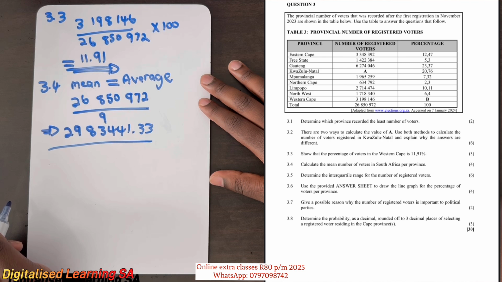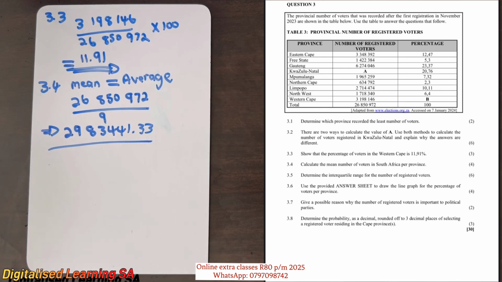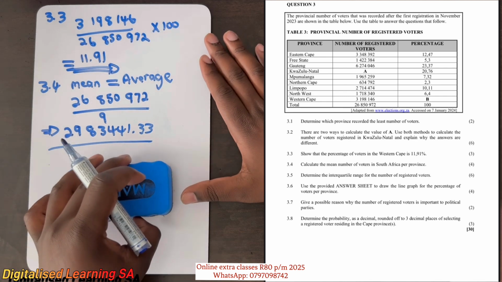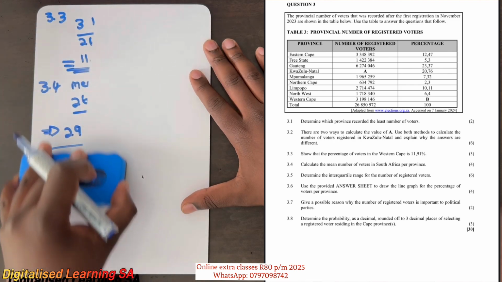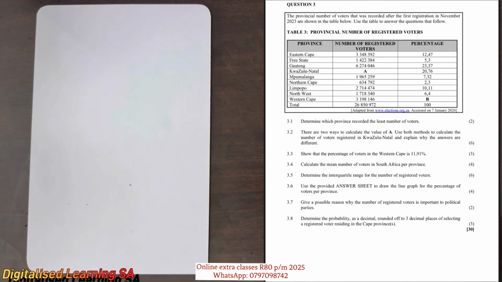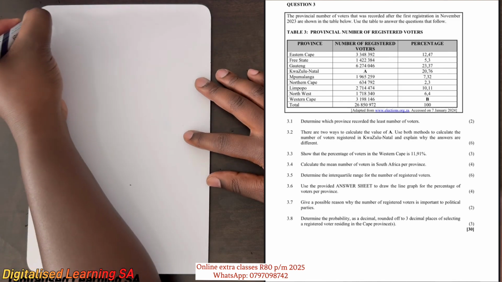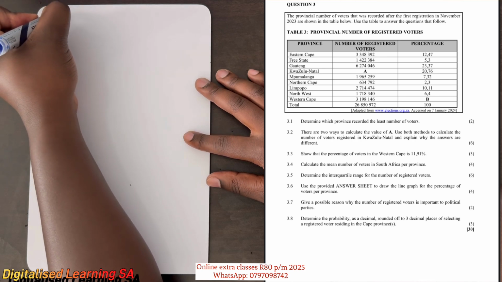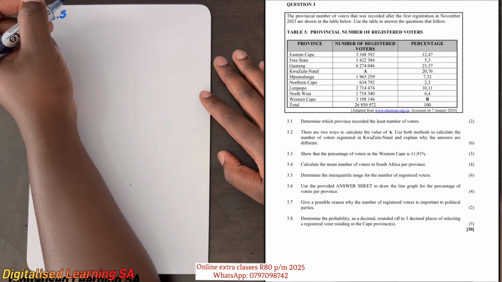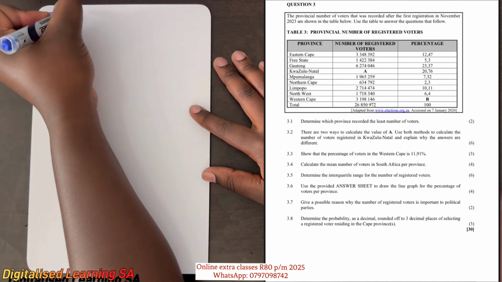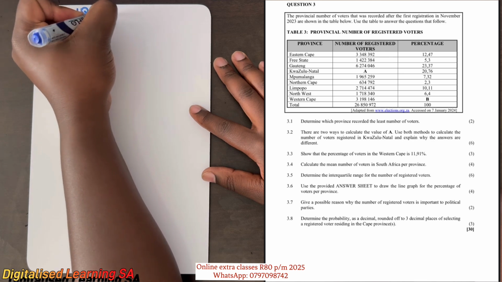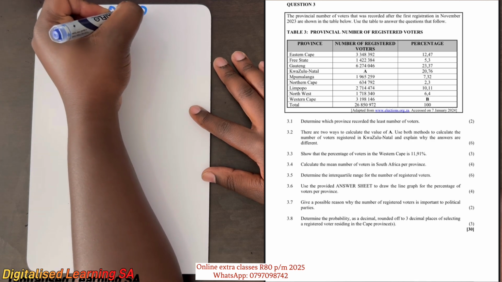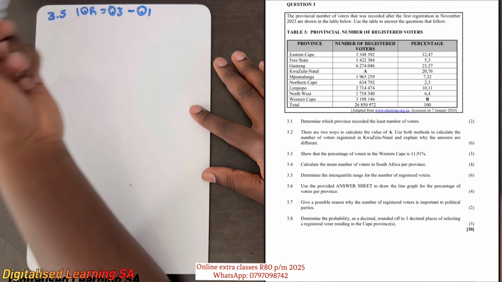Now let's go ahead and answer question 3.5. But before we answer question 3.5, let's make space because it will need a bit of space. Question 3.5 says determine the interquartile range for the number of registered voters. Remember that the interquartile range is equal to Q3 minus Q1.